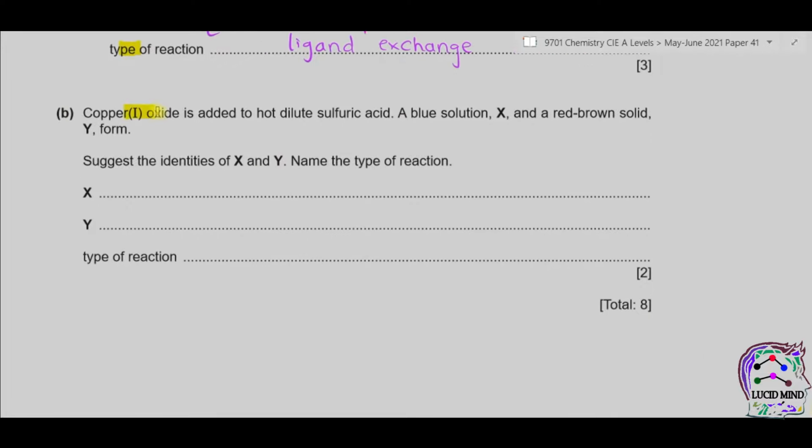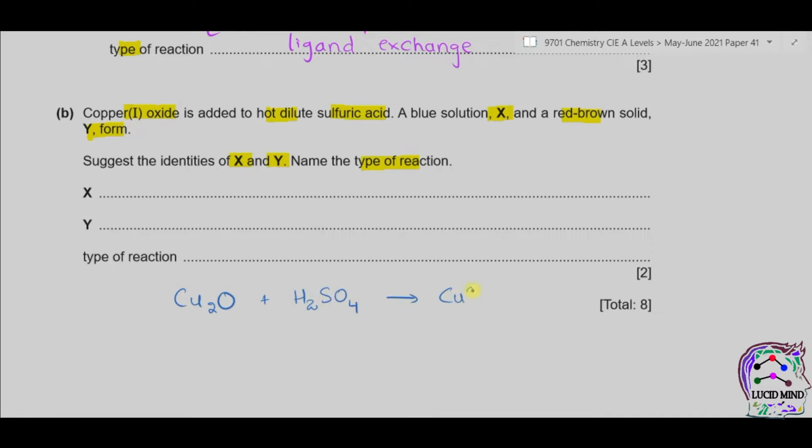Part B, copper(I) oxide is added to hot dilute sulfuric acid, a blue solution X and a red-brown solid Y form. Suggest the identities of X and Y, and name the type of reaction. We have copper(I) oxide, Cu2O. It is added to hot dilute sulfuric acid, H2SO4.